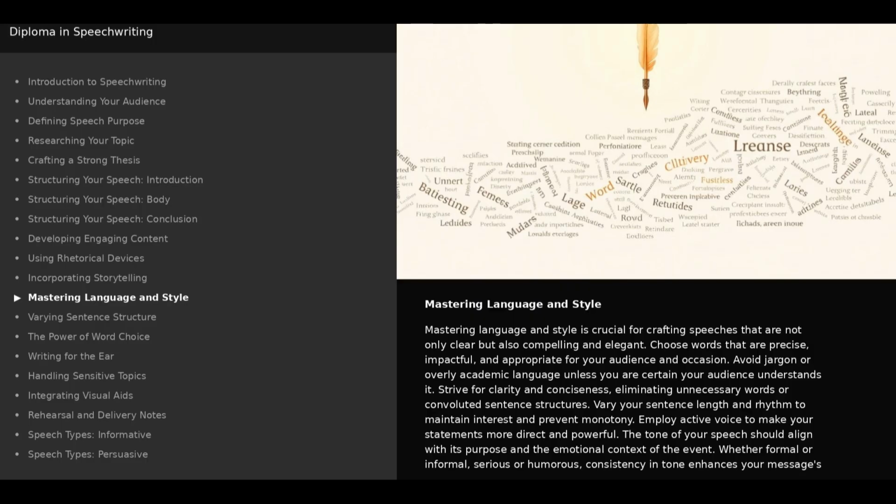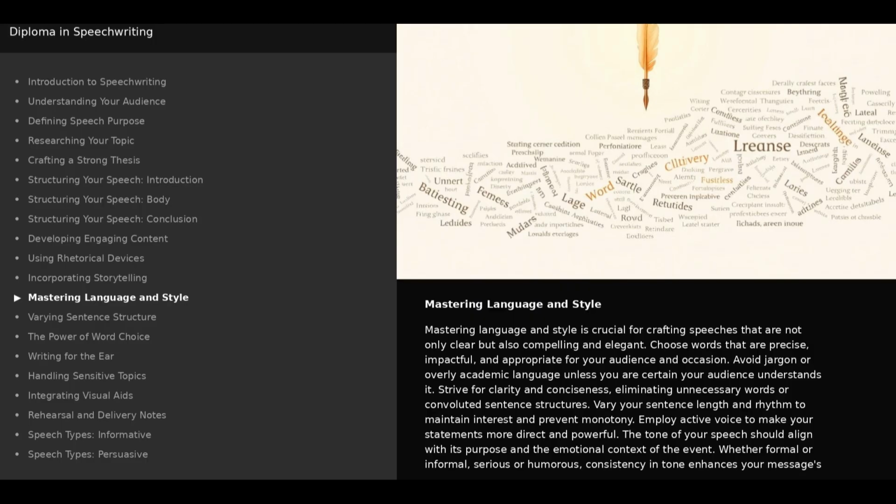Avoid jargon or overly academic language unless you are certain your audience understands it. Strive for clarity and conciseness, eliminating unnecessary words or convoluted sentence structures. Vary your sentence length and rhythm to maintain interest and prevent monotony. Employ active voice to make your statements more direct and powerful.